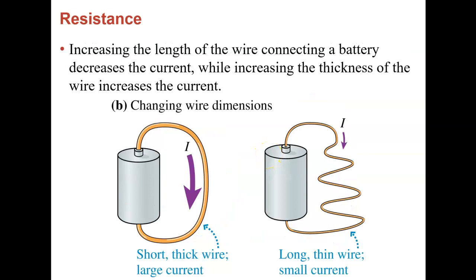If you increase the length of the wire, you decrease the amount of the current in a given spot. And if you make it thicker, you increase the current. So in order to get a really good current, you want a short, wide wire. If you have a long, really thin, skinny wire, you don't get as much current. The current gets much less.